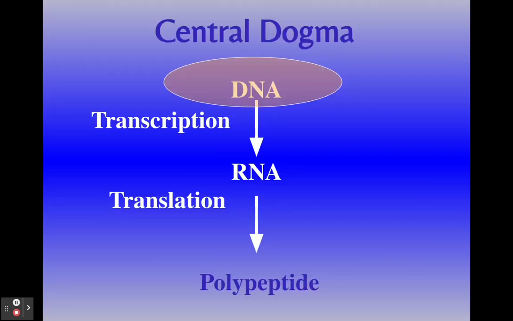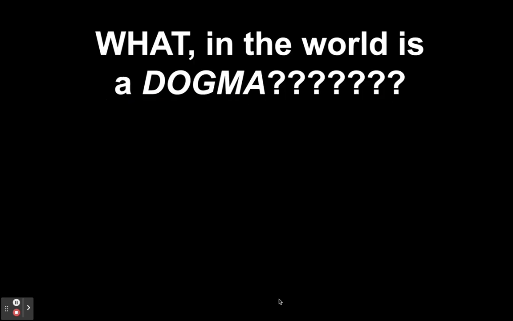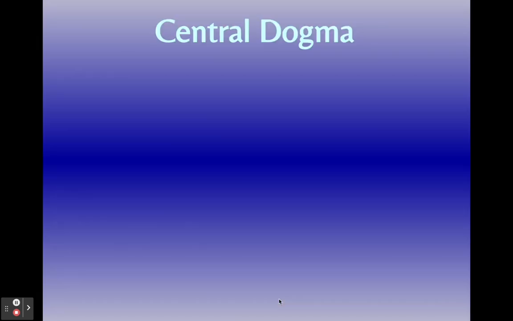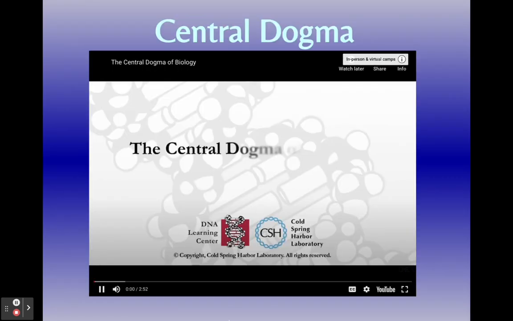Weirdly, they call this the central dogma. This is a huge biology concept. It has nothing to do with dogs, although dogs would go through this process. But central dogma, this big idea of how you get from a DNA code to the usable form of that code, which is the protein and polypeptide. So we're going to watch this quick little video.